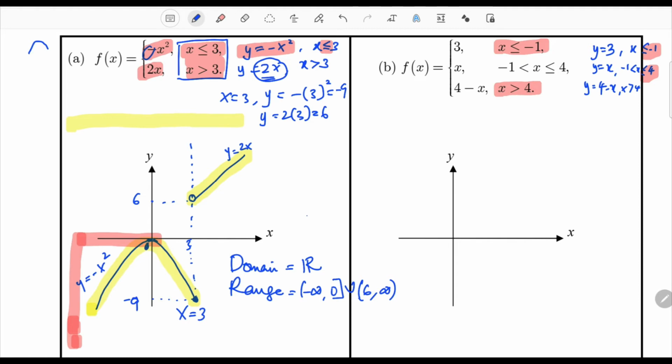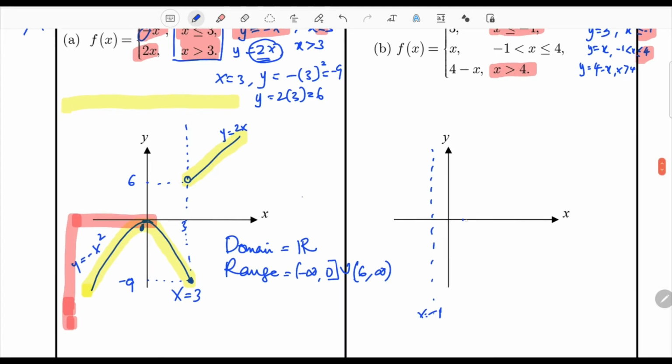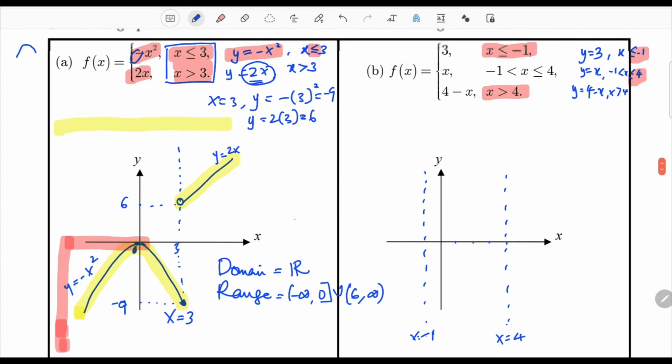Right, find your x = -1, somewhere here. And then find 1, 2, 3, 4, somewhere here. So this is when x equals 4. Before, when x is less than or equal to -1, the value is y equals 3. We've seen before, somewhere here, this is 3. You have the equal sign, so that will be the shaded circle.